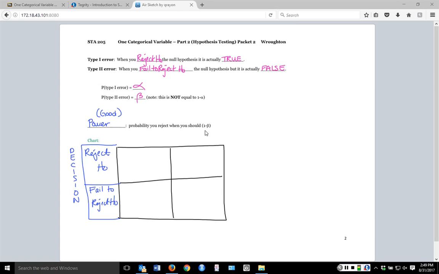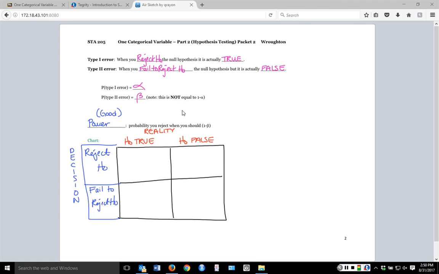Then what we have is reality. Now, truth be told, we don't know reality. That's why we're doing a hypothesis test. So the reality is either the null hypothesis really is true, or the null hypothesis really is false. If I actually knew which of these 2 is true, I wouldn't be doing the hypothesis test. Just like with a crime, either the person really is innocent or they really are guilty. Now we're having the trial to find out which one we believe to be true. But there is a truth or a reality that's going on here.